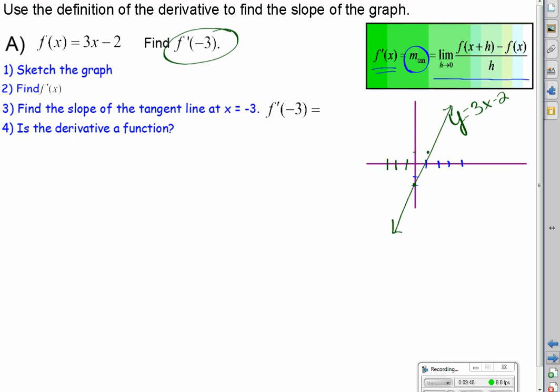We want to find f prime of -3, or the slope when we are at -3. 1, 2, 3. Here's my -3. And if I come down, intersect with my graph here, I need to extend, intersect with my graph. What is the slope at this point? Well, on this one, it's kind of obvious, right? It's a linear function. We know the slope is... I'm sorry, +3. The slope is +3. Now let's find f prime of x. We're going to use that limit definition.